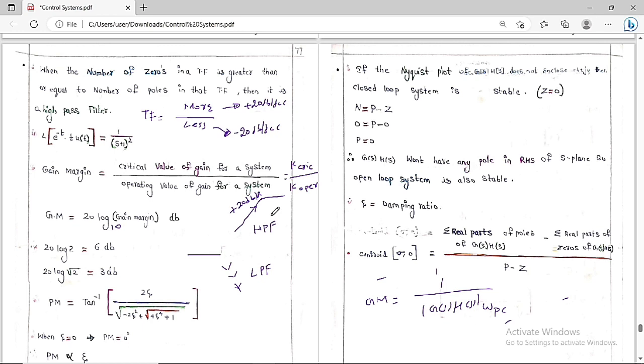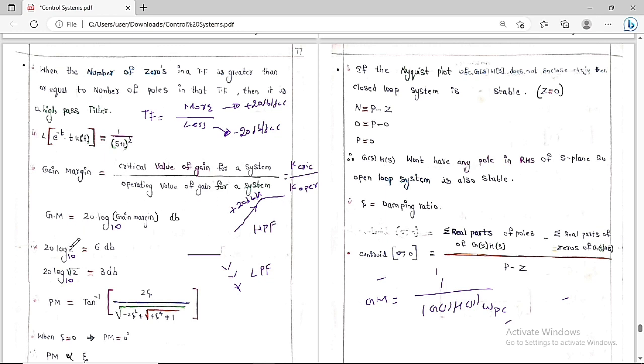The next point is 20 log 2 to the base 10 is equal to 6 dB. You always have to keep this in your mind. Therefore, 20 log 2 to the base 10 is always equal to 6 dB. For 20 log root 2 to the base 10, root 2 means a factor of 1 by 2 comes forward. So 1 by 2 into 6 is nothing but 3 dB. Therefore, you always have to keep this point in your mind.